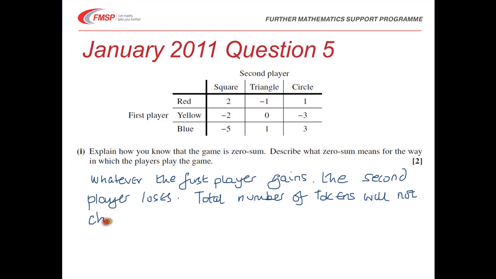Basically that means, in terms of the players, it says describe what the zero-sum means for the way in which the players play the game. The one thing that we can say is that there is going to be no reason to cooperate with each other.